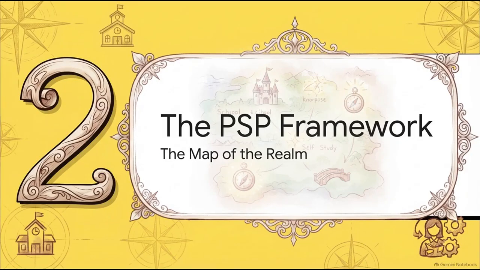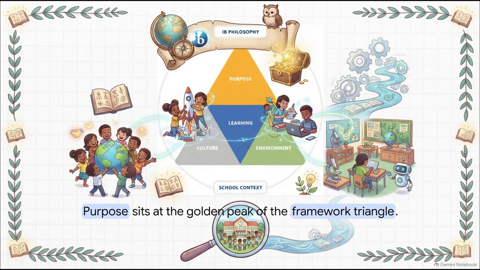Moving right along to Section 2, the PSP framework, essentially our map of the realm. Take a look at how this is structured. Notice how purpose sits right at the golden peak of the framework triangle. The program standards and practices are organized into 4 big overarching categories. Here, you see that shared mission of purpose sitting pretty at the top.